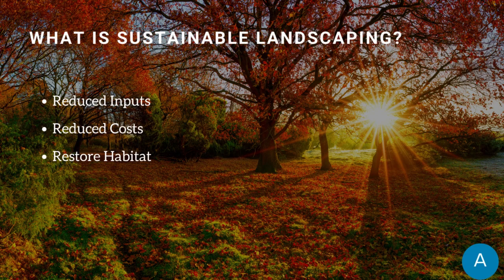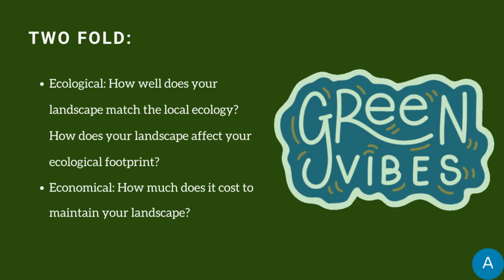What is sustainable landscaping? Sustainable landscaping is the practice of using multiple strategies to create an environmentally friendly and climate-appropriate landscape. This can sequester carbon, clean the air and water, increase energy efficiency, restore habitats, and create value through significant economic, social, and environmental benefits. There are two parts to a sustainable landscape. How well does your landscape match the local ecology? And how much does it cost to maintain your landscape? Your sustainable landscape should benefit you and the environment.